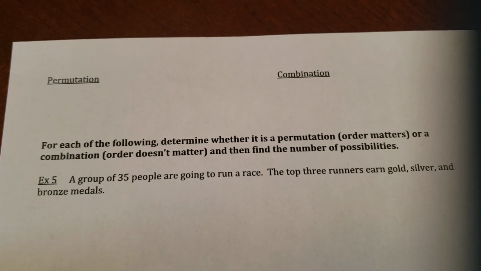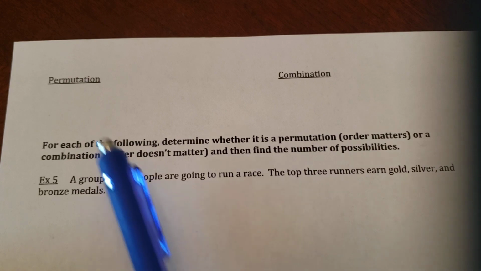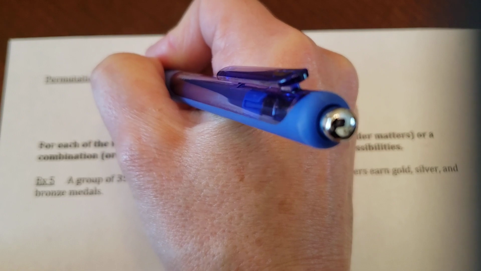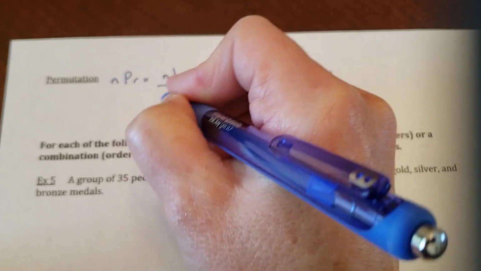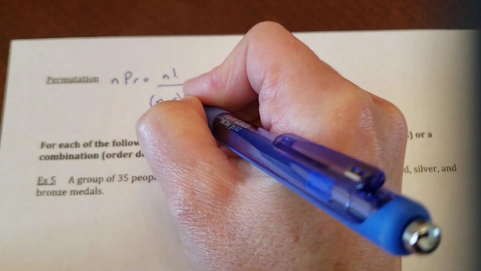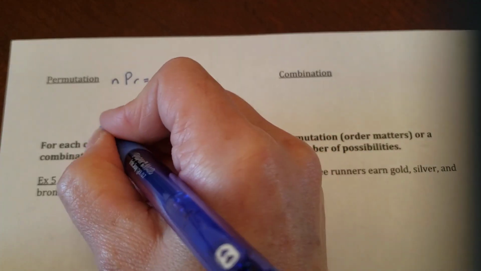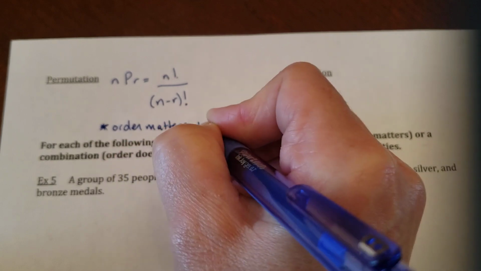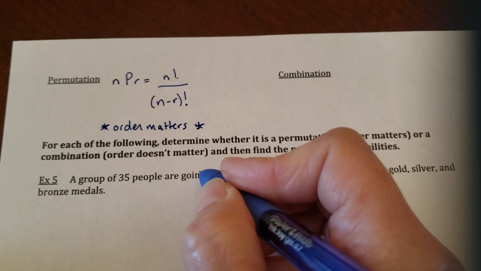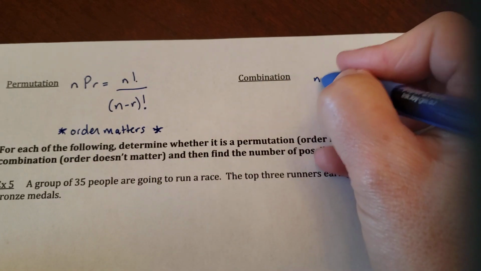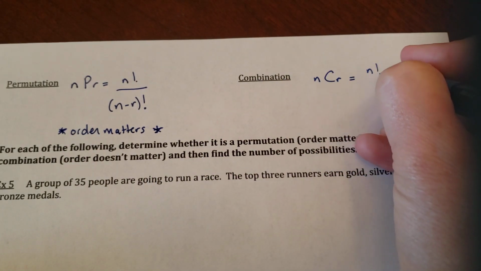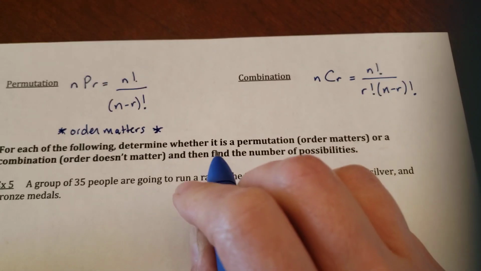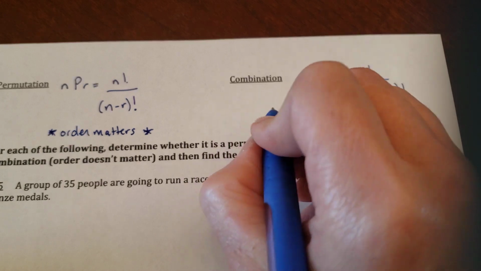All right, the second half, we're going to basically have some examples where we have to use permutation and combination. So let's get those formulas. nPr is equal to n factorial over n minus r factorial. And remember, for permutation, order matters. So think back to that locker combination. And then for combinations, we have nCr, n factorial over r factorial times n minus r factorial. And on combinations, order does not matter.